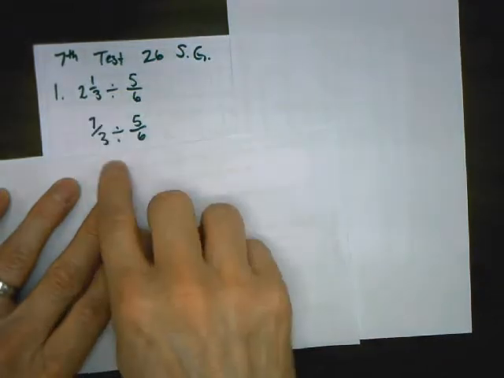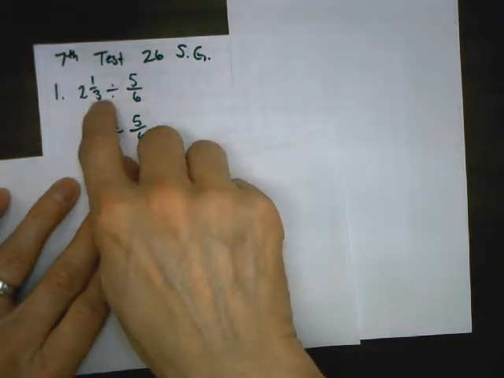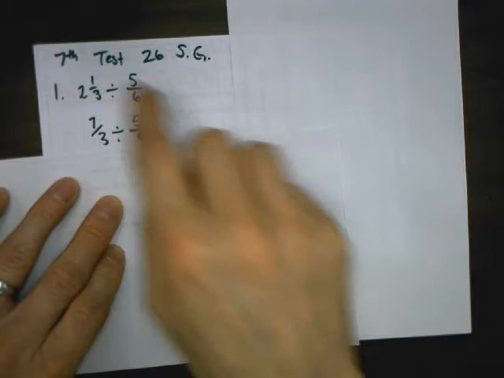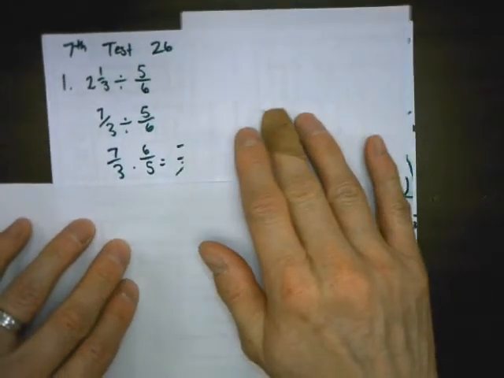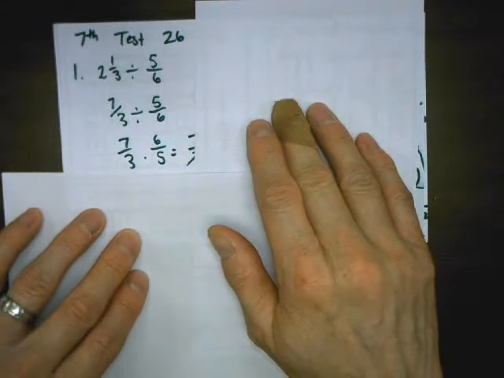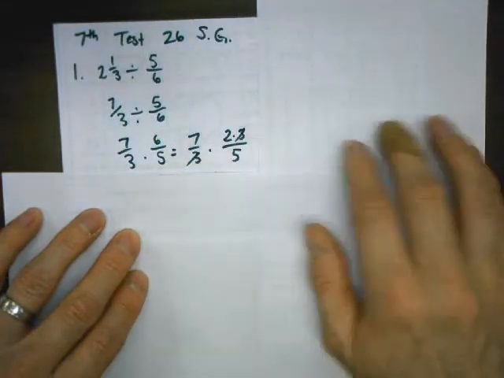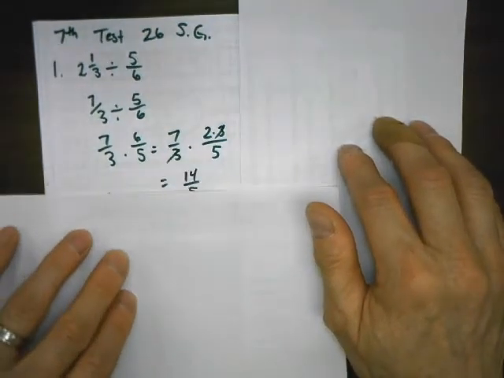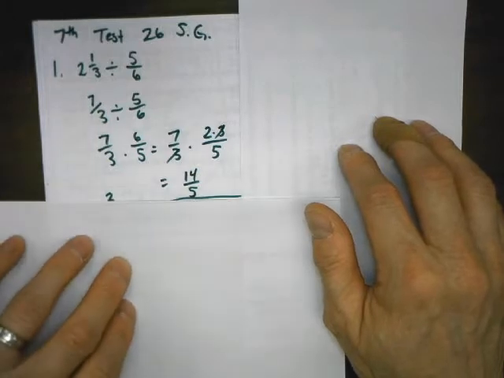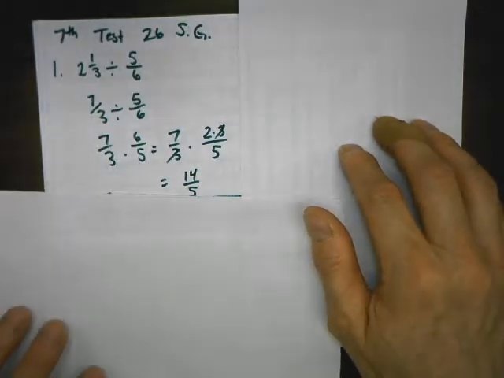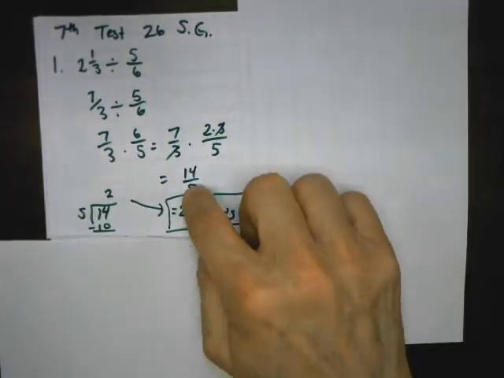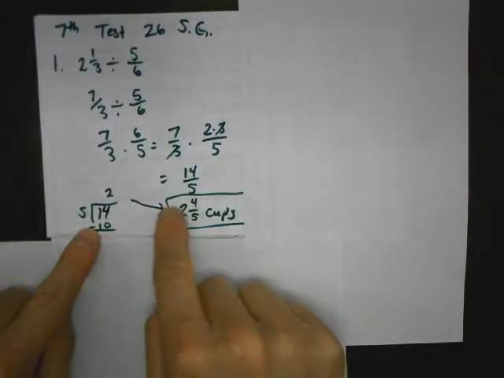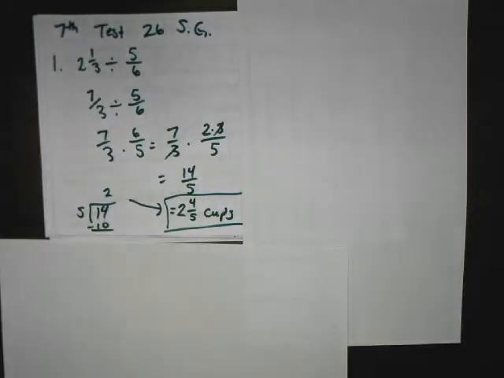First, I convert this into an improper fraction by multiplying 3 times 2 and then adding 1. Then how do I divide by a fraction? I multiply by the reciprocal. How do I multiply fractions? I do my factor trees and cross out my 1's, and my answer will be reduced. If I look at my answers and I don't see an improper fraction that matches mine, then I can convert by dividing in and out. Remember, the remainder goes on top, divisor goes on the bottom.